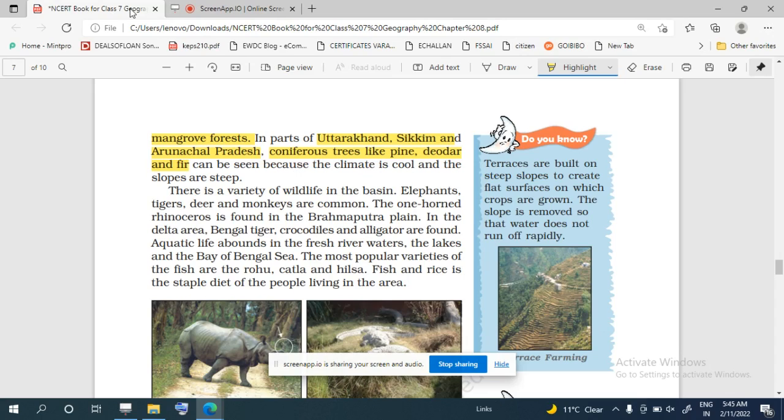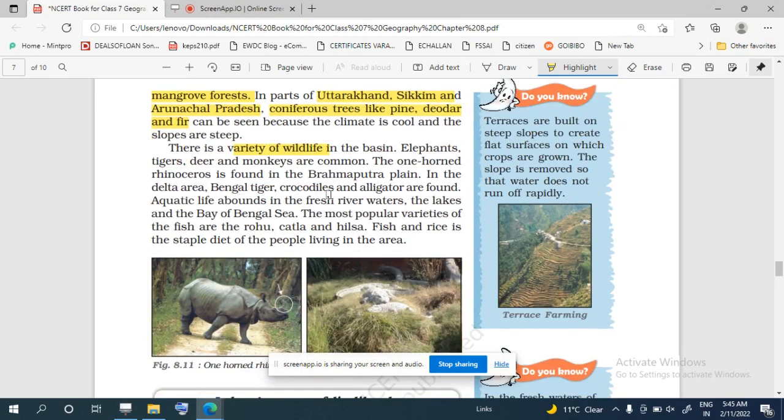So we find that there is a variety of wildlife also in the basin: elephant, tiger, deer, monkey. These are very common in that place. And the one-horned rhinoceros is also found in the Brahmaputra plain. And Assam is very much famous for this one-horned rhinoceros.